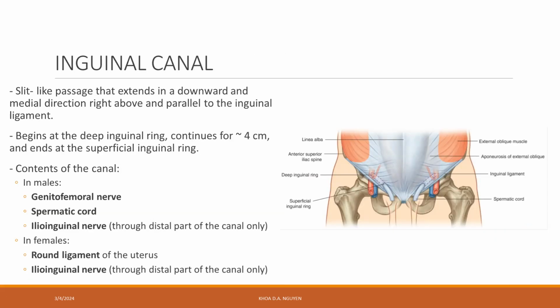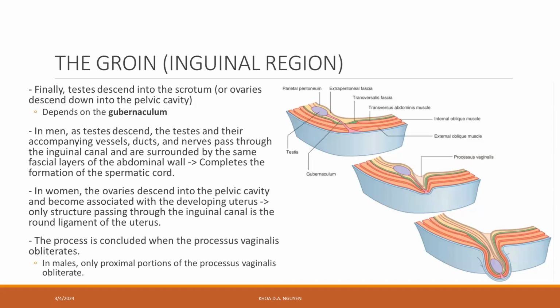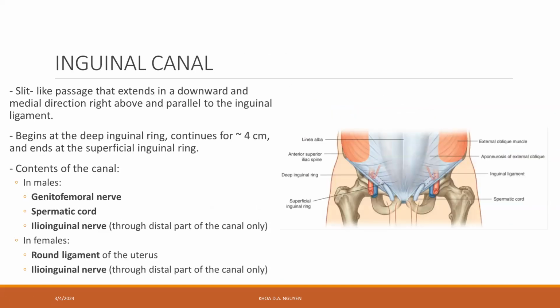Okay, so now let's talk about the inguinal canal. So the inguinal canal is just basically this portion of the tube here that the testis will have to go through and that the round ligament will have to lead, in order to go down into the scrotum in the male and the labia majora in the female. And these are slit-like passages that extend in a downward and medial direction. As you can see, the inguinal canal extends downward like this. They're going to extend downward and anteriorly, so that it goes in an oblique fashion like this, okay?